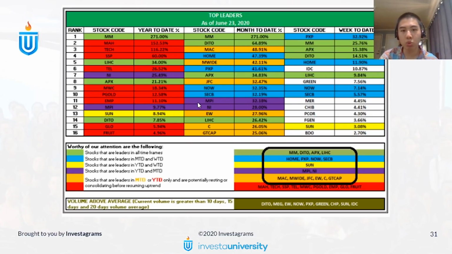If we go to month to date, June 1 to June 23, Dito went up 64%. Mac went up almost 50%. The rest, so on and so forth. Then week to date, from Monday to June 23, PXP went up 32%, then 25%, APX 15%. The reason why you should invest is so you can take advantage of opportunities like this. Don't let this opportunity go to waste.